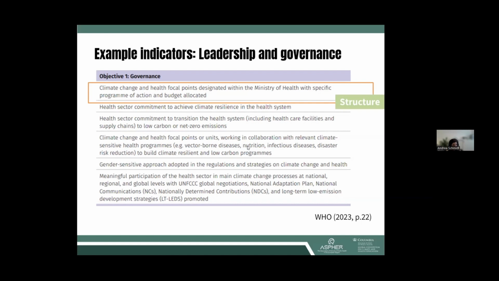And here again, we have some indicators, examples, just to also help you understand what this is about. Climate change and health focal points are designated within the Ministry of Health. But that's a structural indicator. It's just a starting point.